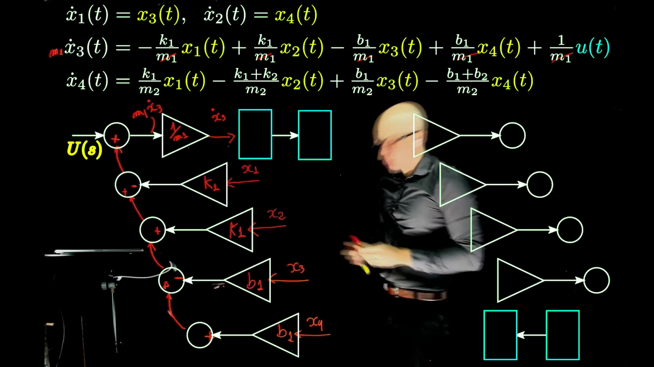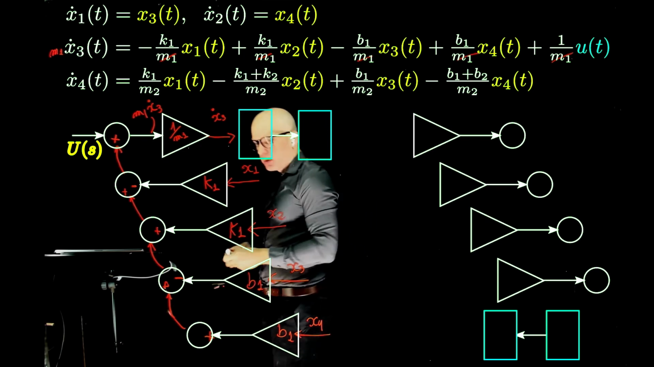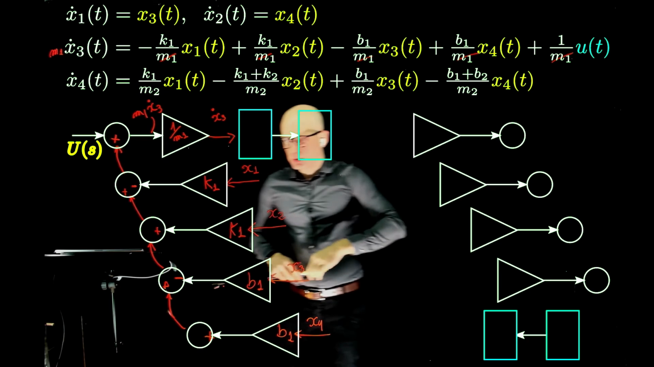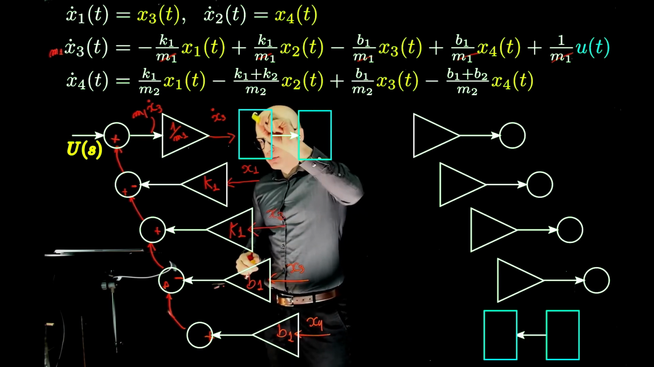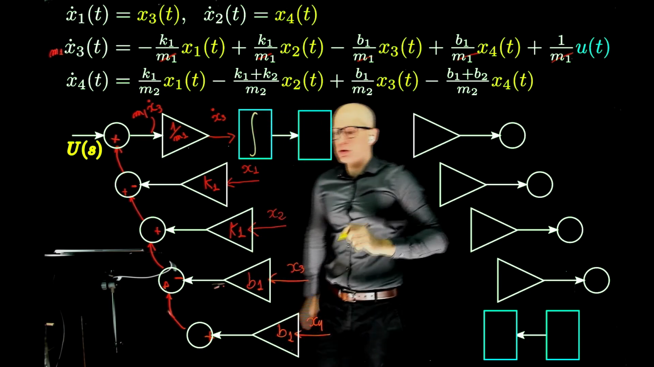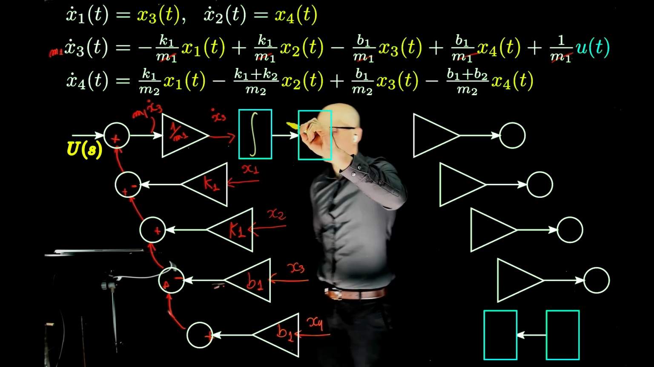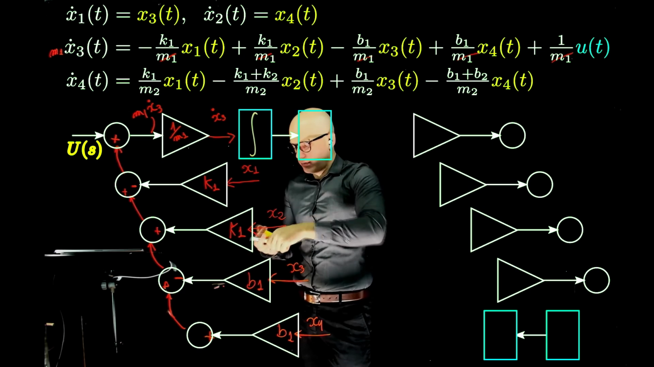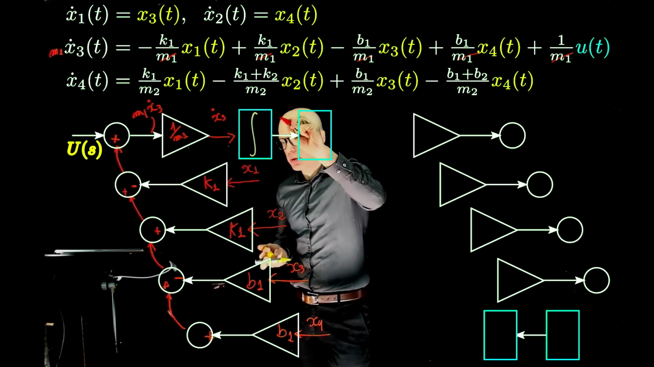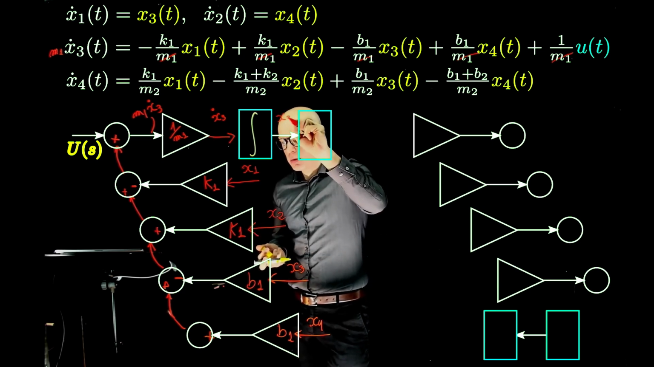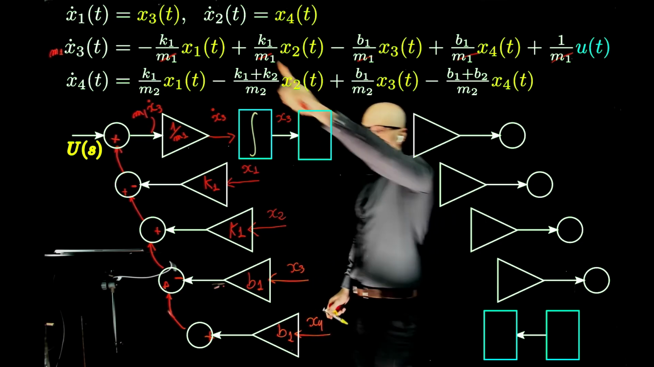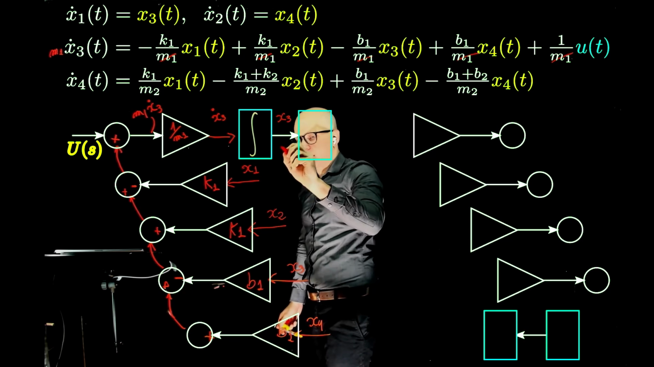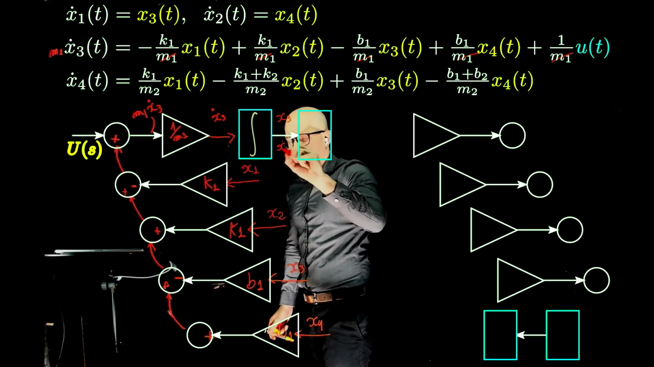This is x3 dot. What do we do now? Well, now we can integrate. We can integrate this. And if we integrate, what do we get there? x3. And what is x3? x3 is x1 dot, exactly. So this is the same as x1 dot.